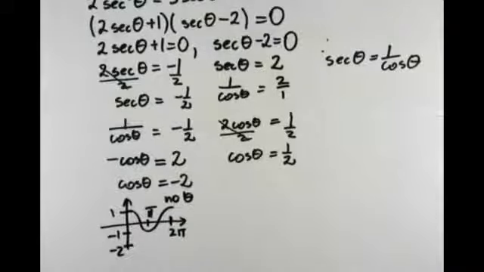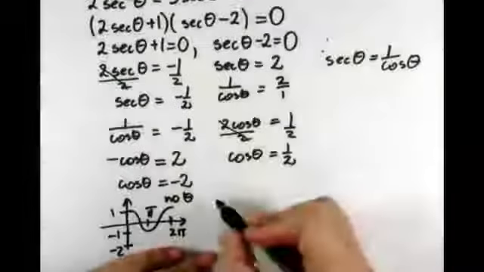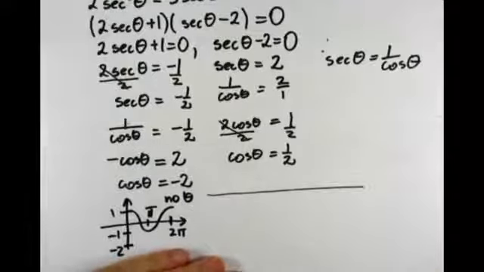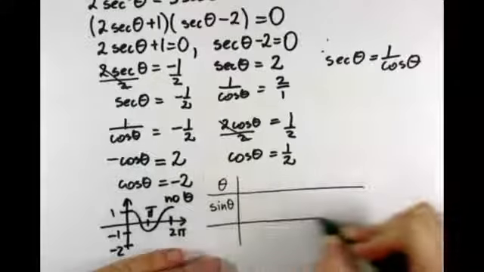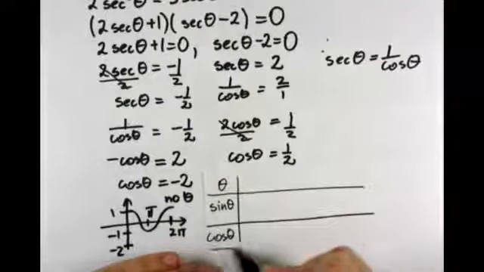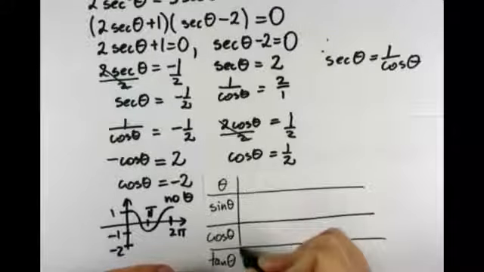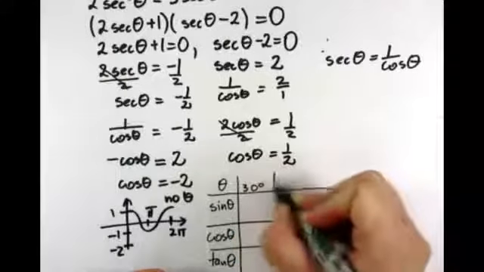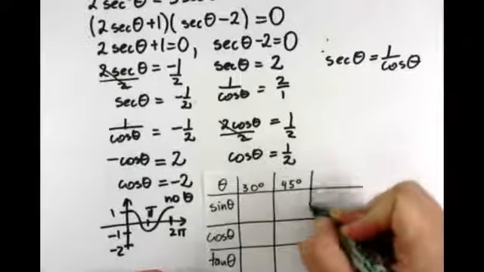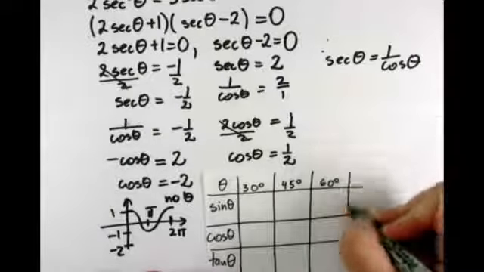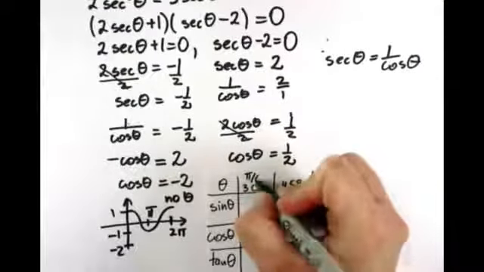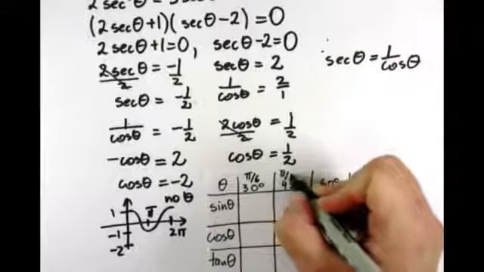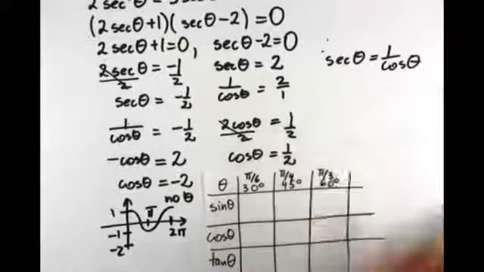So let's make our reference table. Here was theta, sine theta, cos theta, and tangent theta. First was 30 degrees, then was 45 degrees, and then was 60 degrees. And 30 changed to pi over 6, 45 is pi over 4, and 60 is pi over 3.